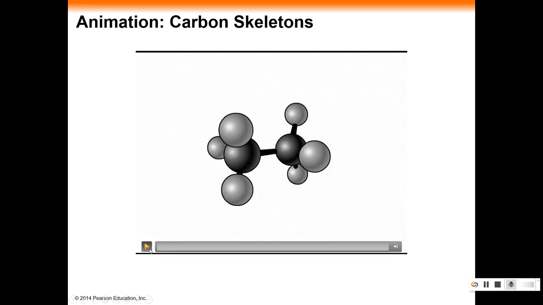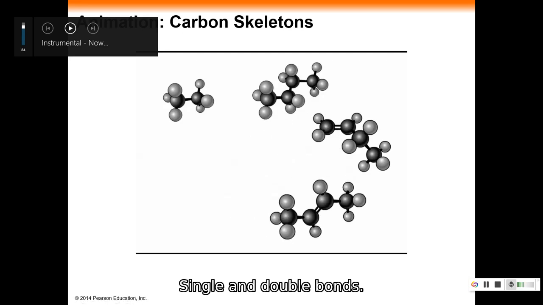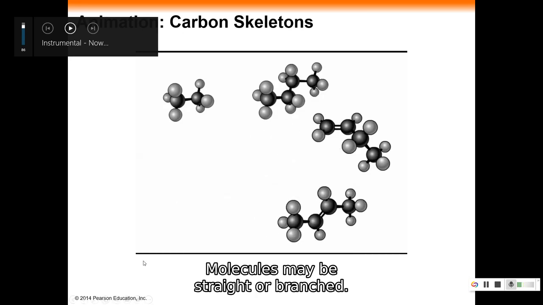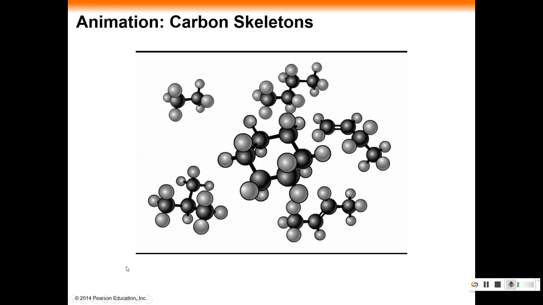The carbon backbones of organic molecules may vary in length and in location of single and double bonds. Molecules may be straight or branched and may even contain rings of atoms.